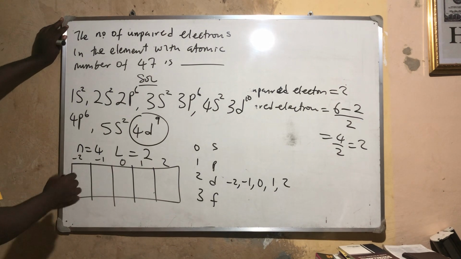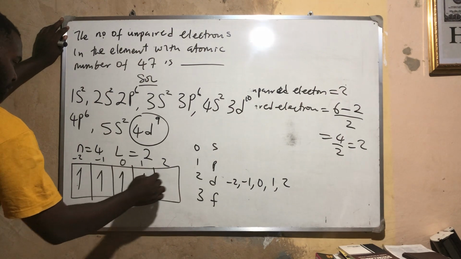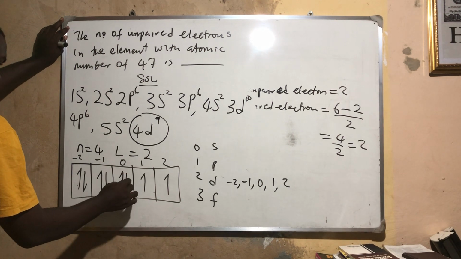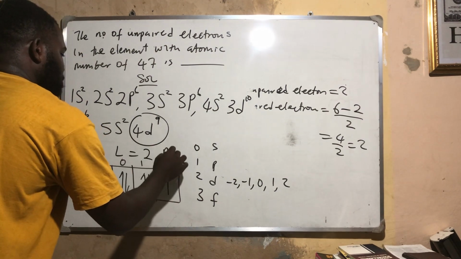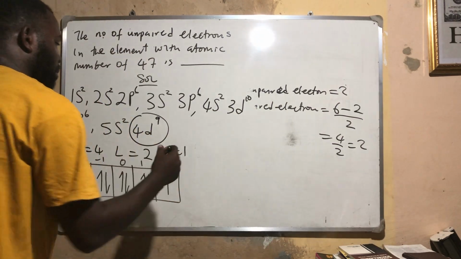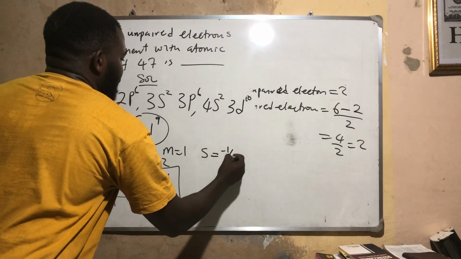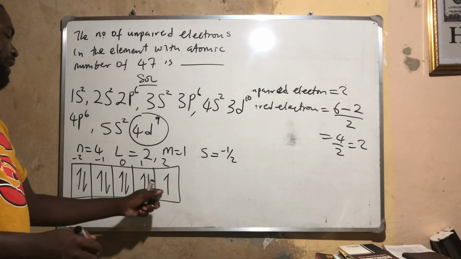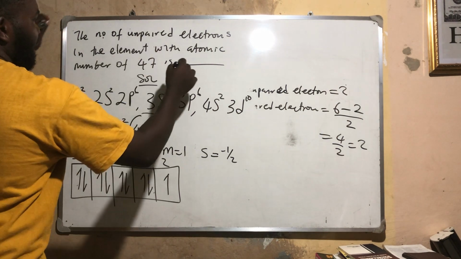So we spin up first before spinning down. Spin up 1, 2, 3, 4, 5, before we spin down 6, 7, 8, 9. We stopped here, at 1. Since we stopped at 1, the magnetic quantum number is 1. The next thing is the spin quantum number, and since it ended with spinning down, the spin quantum number will be -half. These things are very, very simple. We now see that the number of unpaired electrons is just 1.